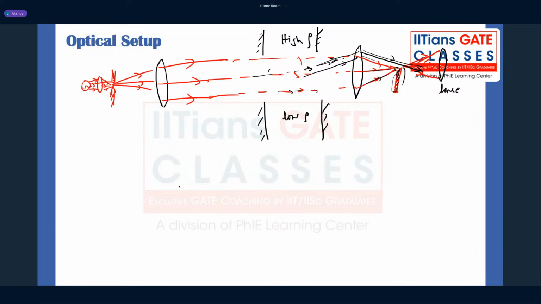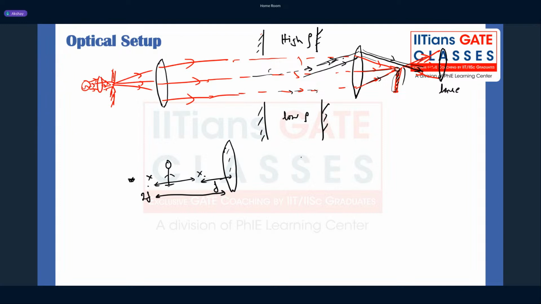This is your basic physics, right? Say I have an object which is standing, and I have a lens which has a focal length f, and this is 2f. So if the object is standing between f and 2f, where will the image fall?